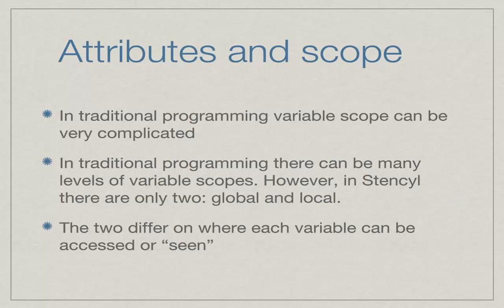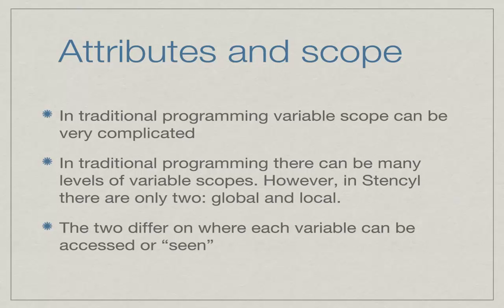Let's talk about attributes and scope. The scope of an attribute is where it can be accessed. In traditional programming, there are several different kinds of scope. For example, you could have a global variable which can be accessed anywhere. You can have a variable that can only be accessed within, let's say, a class, and then you can have another variable that is accessed within a certain kind of game object. You can actually go even farther than that, and have 10 different kinds of scope with variables.